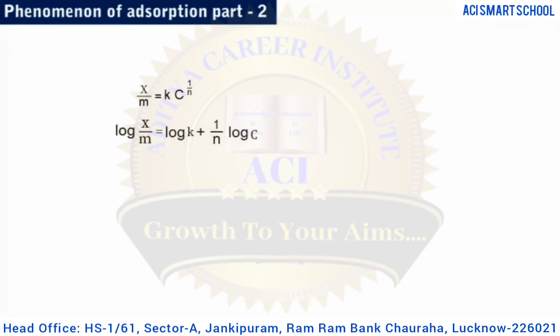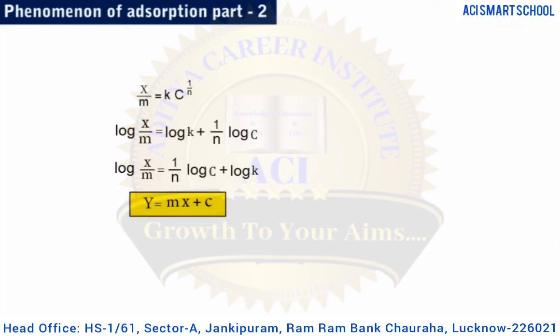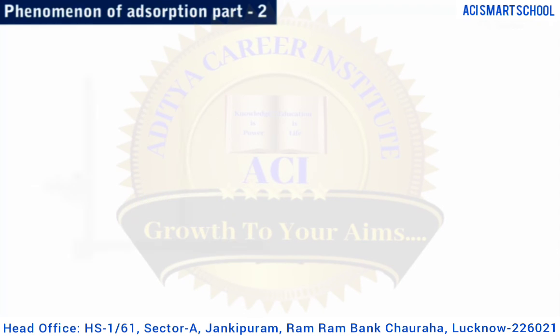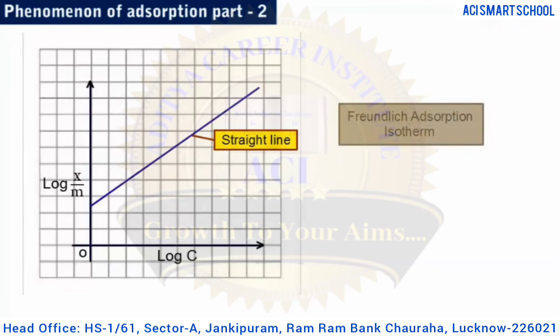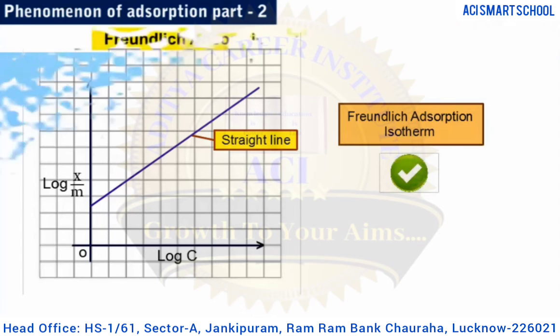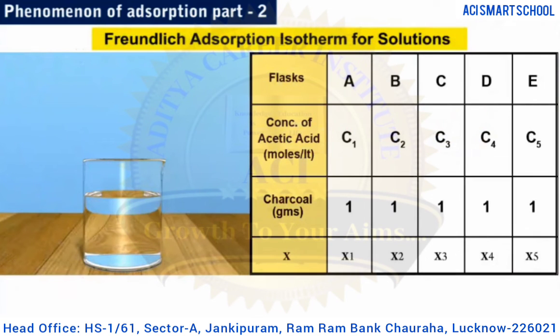Taking logarithm of this equation, we get log x by m is equal to log k plus 1 by n of log c. This equation also corresponds to the equation of a straight line, y is equal to mx plus c. If the graph between log x by m and log c is a straight line, then we say that the Freundlich adsorption isotherm for solutions is valid. The Freundlich adsorption isotherm for solutions can be tested experimentally too.